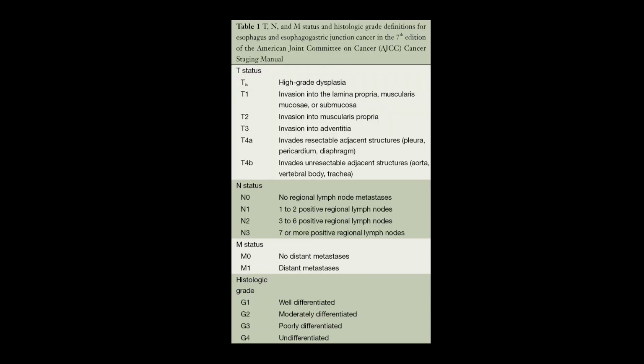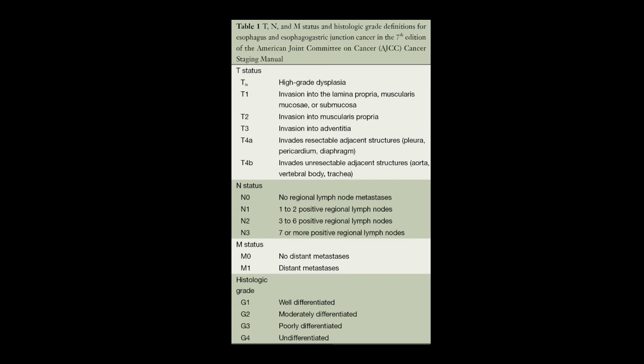So for the N status or the lymph nodes, N0 is designated when there is no regional lymph node metastasis noted. N1 if there are 1 to 2 positive regional lymph nodes noted. N2 when there are 3 to 6 positive regional lymph nodes. N3 if there are 7 or more positive regional lymph nodes.